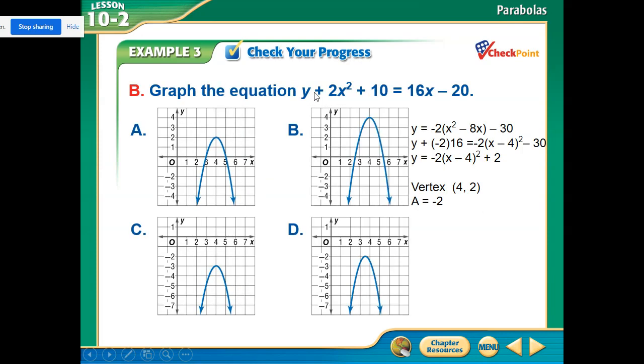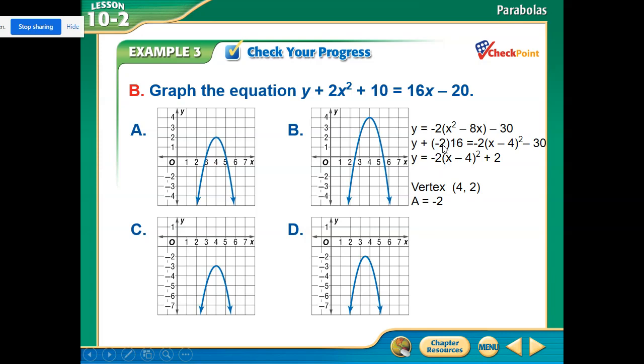One more time, this is a y equals x, so it's up and down. So move that over, it does become -2. The 10 becomes -30 over here. So we're going to go ahead and fill this out. 16 divided by -2 is -8. Cut that in half and we get -4. Squared is 16, so -2, 16.